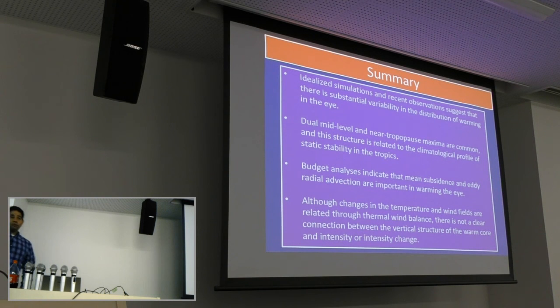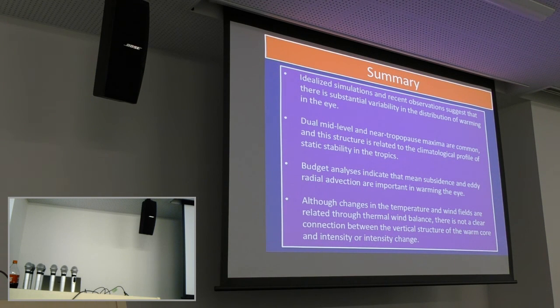With regard to the third point, the eddy radial advection is important for the mid-level maximum, and mean subsidence is important for the near-tropopause maximum. Is that correct? I would clarify that both mean vertical advection and eddy radial advection are important for the mid-level maximum. It's not just eddy radial advection.